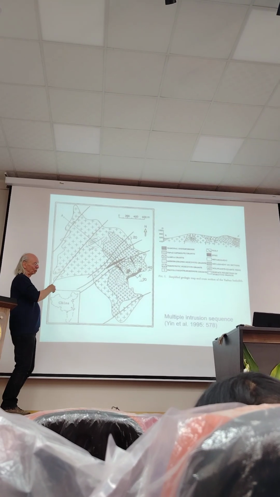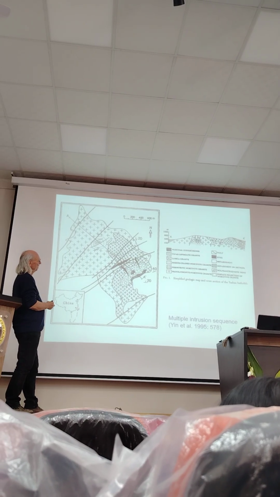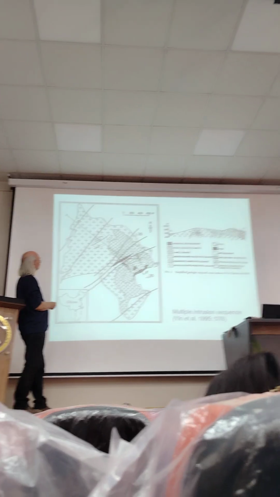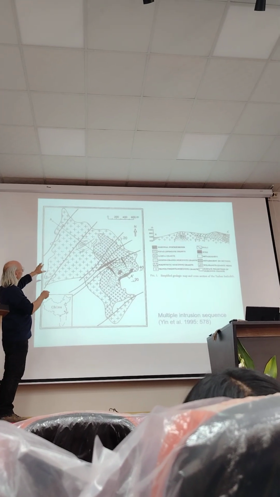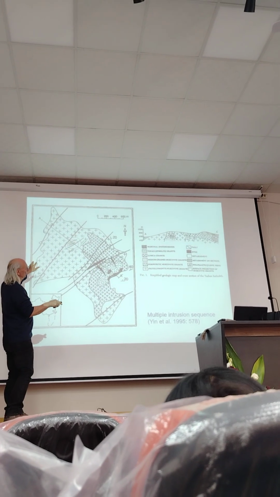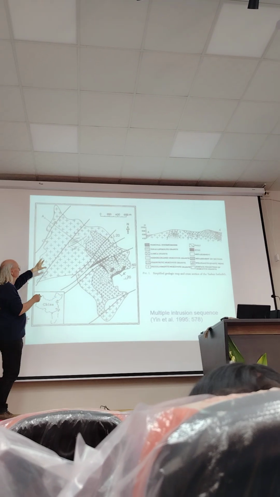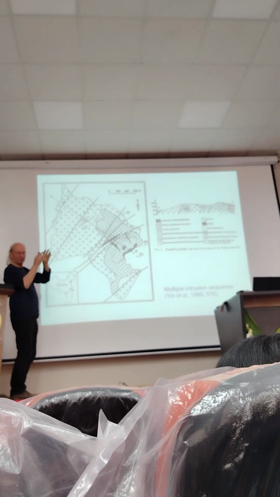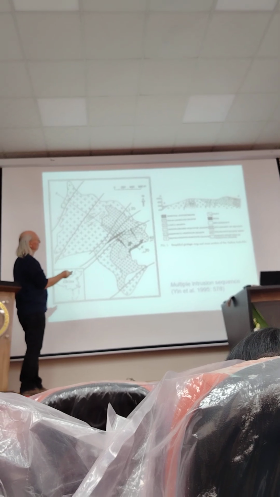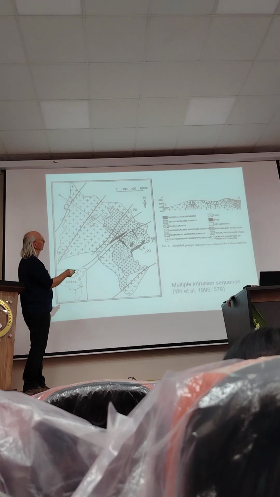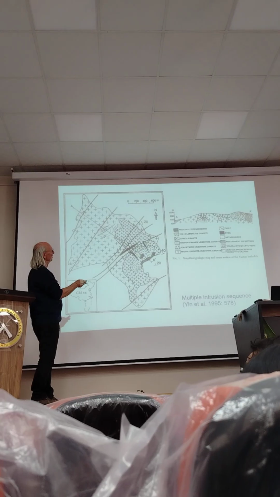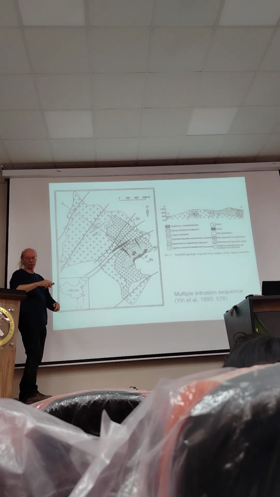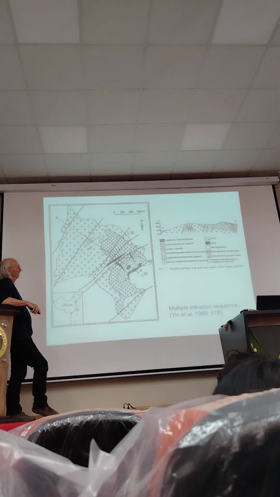An example of such a multiple intrusion sequence, a classic example, was published by Yin. Here we have what is already an evolved granite, a protolithionite muscovite granite, so already a highly evolved granite. Then some smaller phases intrude this, up to a lepidolite granite, where lithium is extremely enriched, but also cassiterite and tantalum.